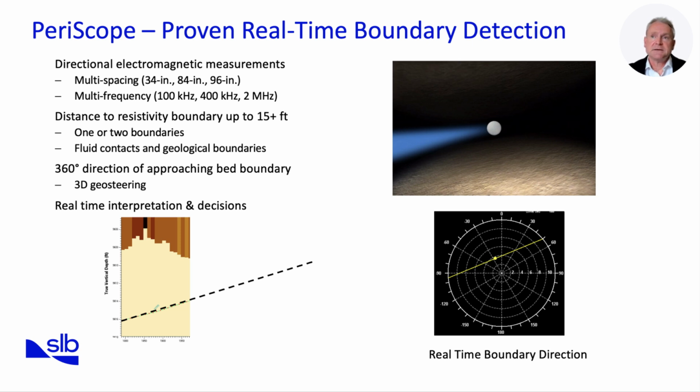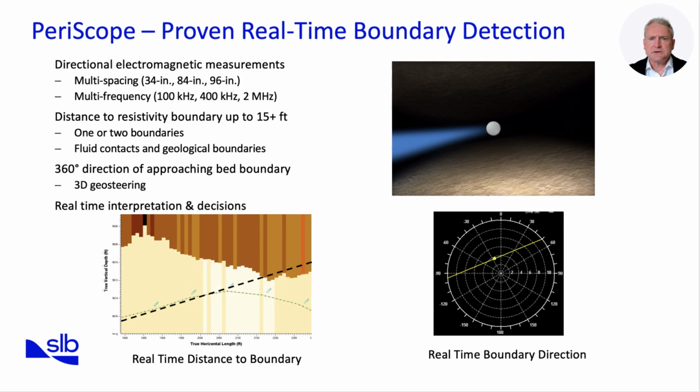In addition to distance, Periscope provides 360-degree boundary direction, which means the tool not only tells us that a boundary is nearby, but whether it is above, below, or lateral. This capability allows true three-dimensional geosteering. On the right, the images show real-time interpretation, directional arrows indicating the approach of a boundary, with operators adjusting trajectory accordingly. The image below shows the well trajectory as the dotted black line and the reservoir mapping showing the top of the reservoir in dark brown shading. The trajectory is then adjusted to drop and maintain the borehole in the reservoir, whereas if the trajectory were left unchanged, it would have exited.